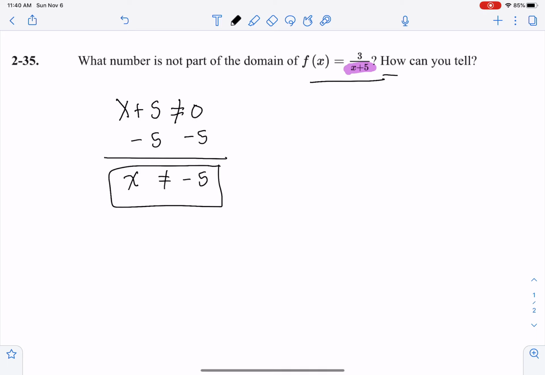So, when CPM asks, how can you tell? The best rationale for that would be: you can tell that x cannot equal negative 5 because when x does equal negative 5, the denominator would be 0, which is undefined in mathematics.